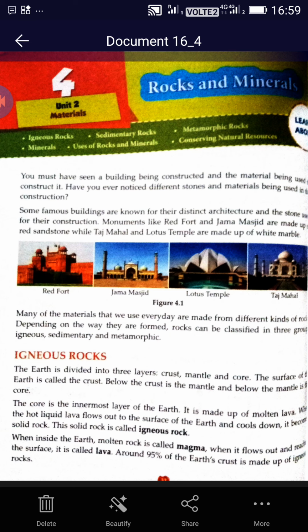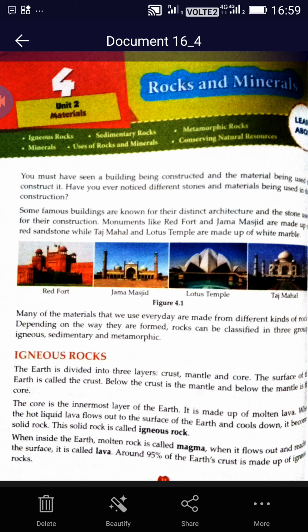You must have seen a building being constructed and the material being used to construct it. Have you ever noticed different stones and materials being used in the construction? So, what material is used to construct the buildings such as bricks, stones, cement, marble? All these things are used to construct the buildings.